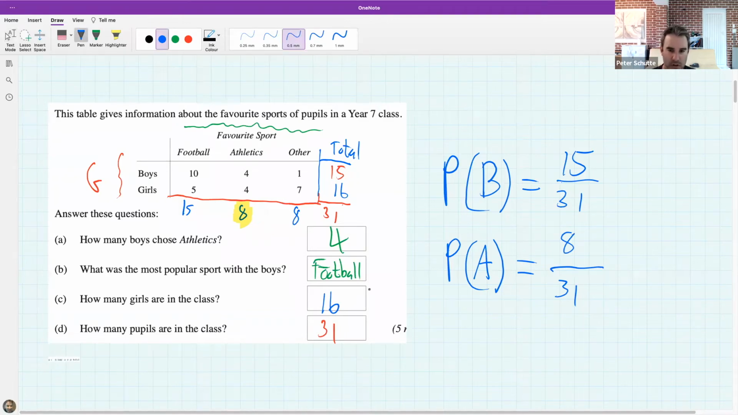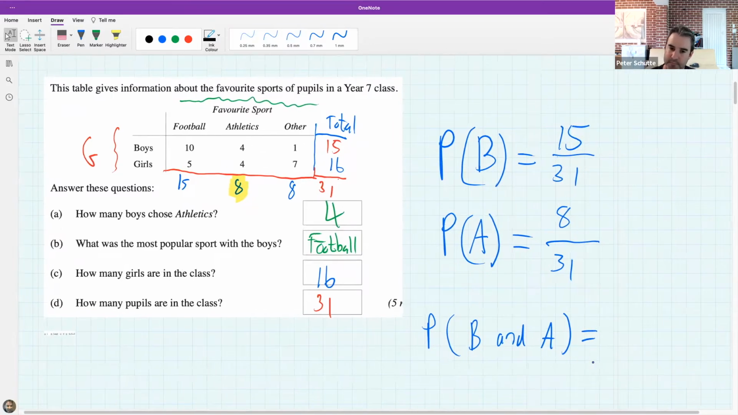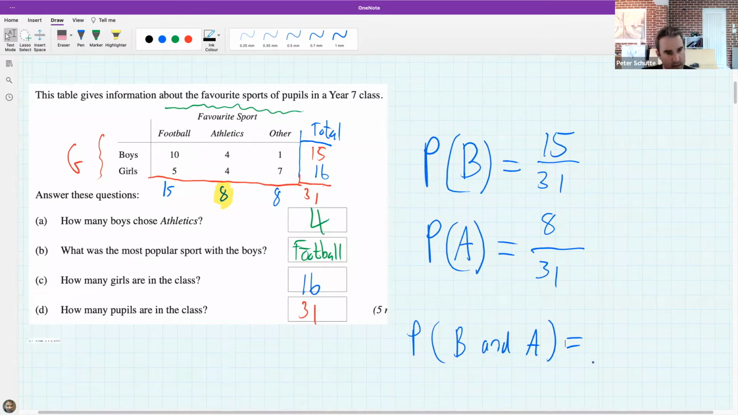Okay, now I'm going to ask you another question. What is the probability that a randomly chosen person from the group is a boy and has athletics as their favorite sport? If you look at that table, I'm asking you, what is the probability that a randomly chosen person from this group is both a boy and has a favorite sport of athletics?